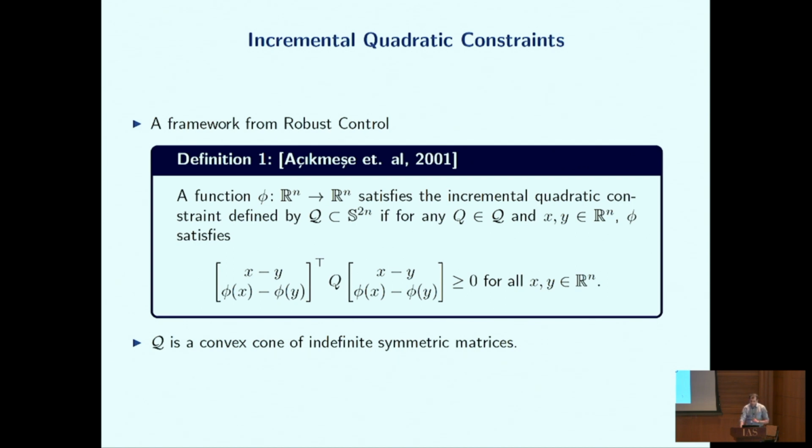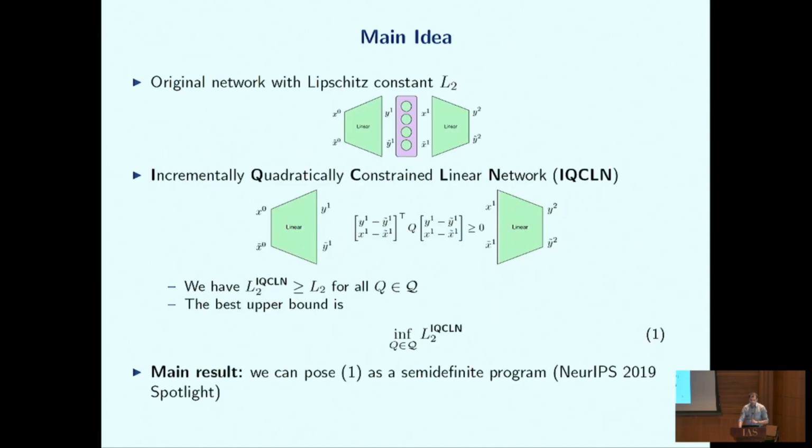So why is this framework important? The main idea is as follows. Instead of analyzing the original neural network with Lipschitz constant L2, where the problem is NP-hard, we build a simpler network, where we remove the activation functions and replace them with the quadratic constraints that they satisfy. In this way, we construct a family of quadratically constrained linear networks. There's no activation functions anymore, and we analyze the Lipschitz property of this linear network instead.